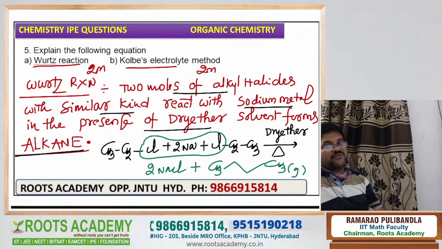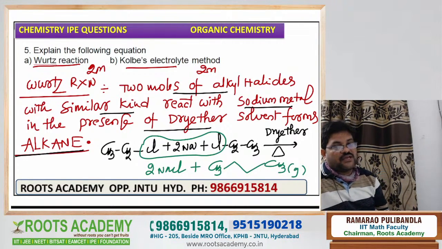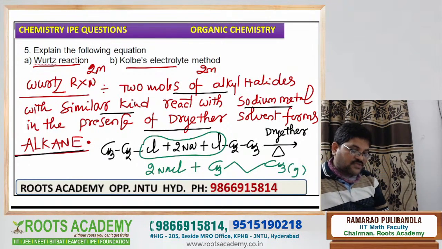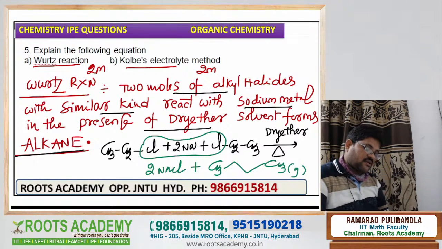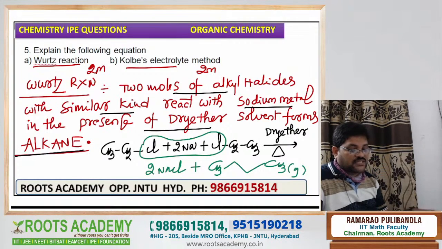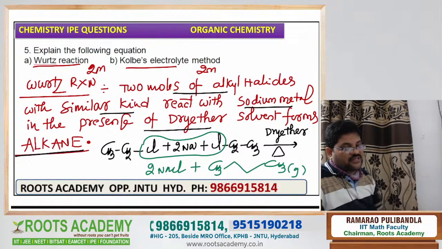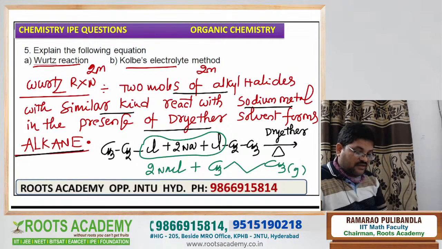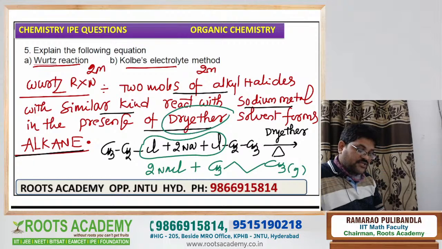Simple explanation, that is called the Wurtz reaction. Here an ethyl group is there, there an ethyl group is there, the ethyl groups combine and form butane. What is the Wurtz reaction? 2 moles of alkyl halides of the same kind: ethyl chloride here, ethyl chloride there; methyl chloride here, methyl chloride there, like that. They react with sodium metal in the presence of dry ether solvent and form an alkane, butane. And see the next one.